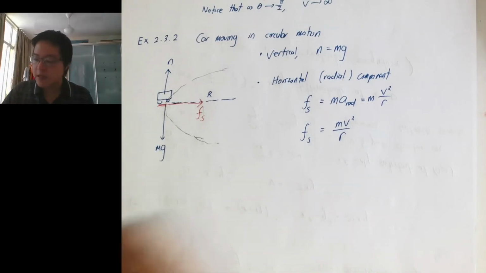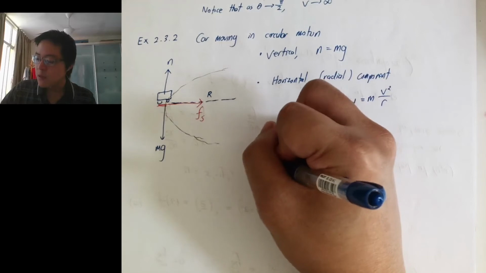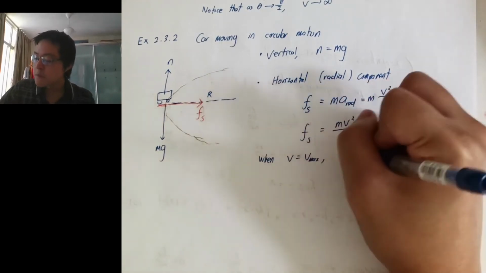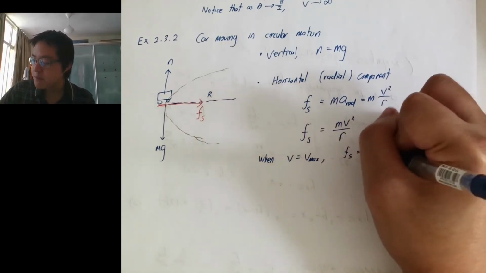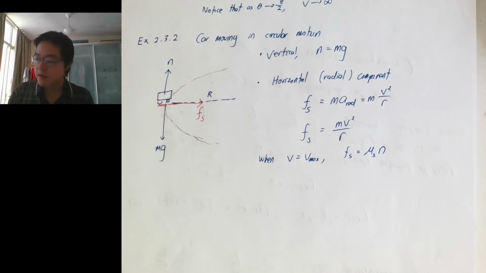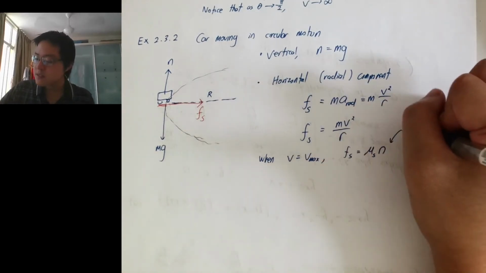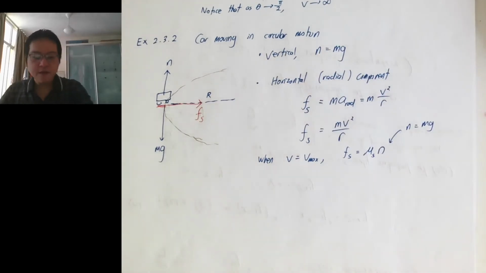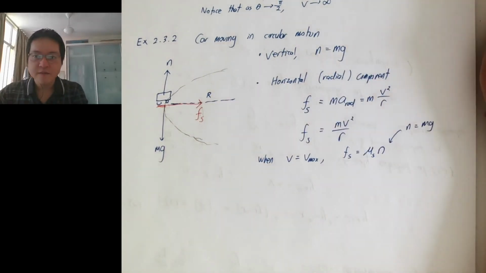So static friction can only go up to a maximum. When v reaches the maximum, my static friction becomes the maximum possible value. It is the coefficient times the normal force. So the normal force for this free body diagram is equal to mg.